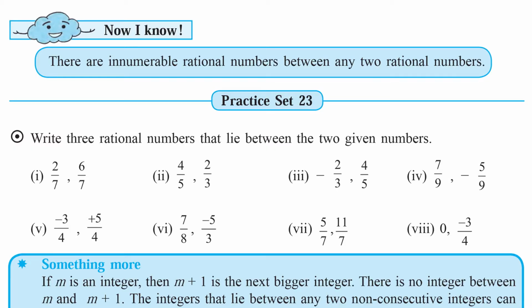Today we will see class 7 practice set 23. Write three rational numbers that lie between the two given numbers. Means we have to find three rational numbers. So in this we will solve the type of sums in this: the first one, the second one, the third and the eighth one. These are the four main types for this exercise and the rest are dependent on this.